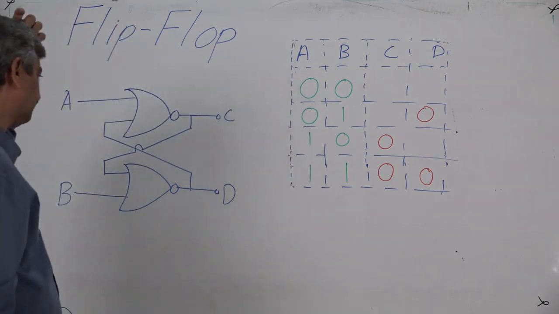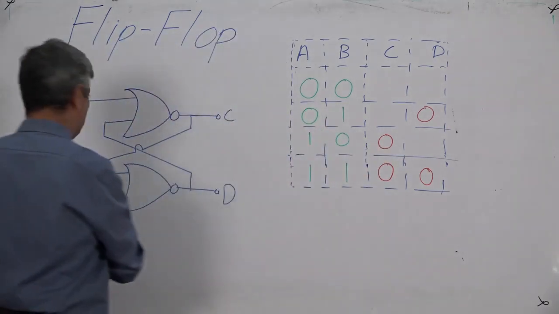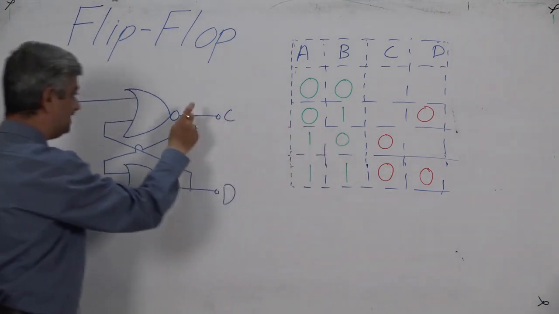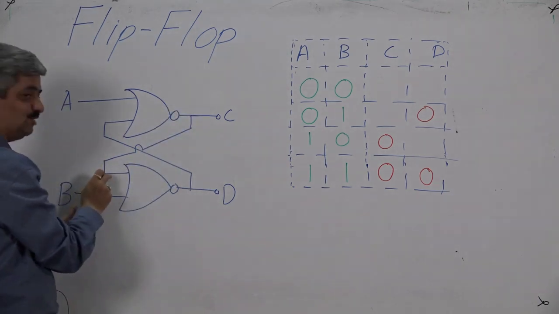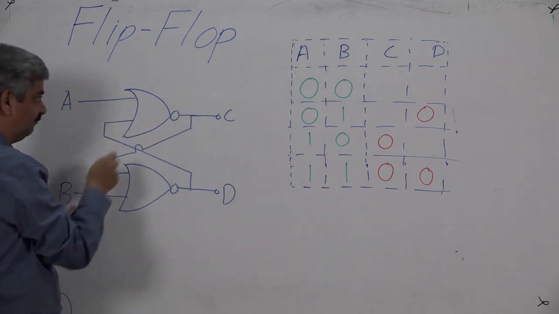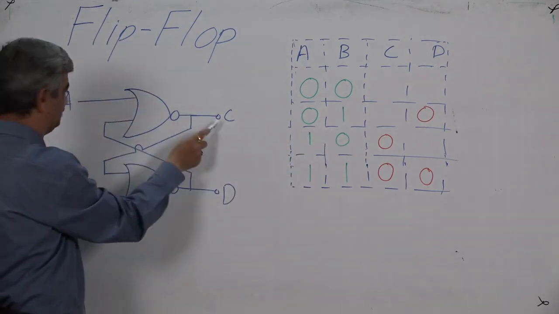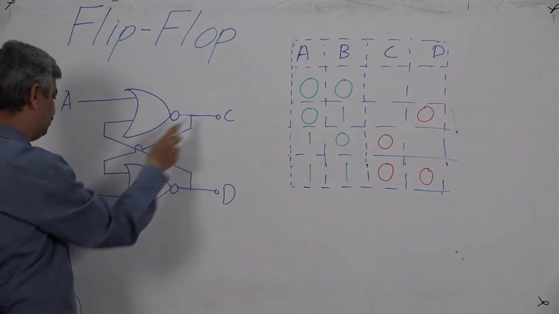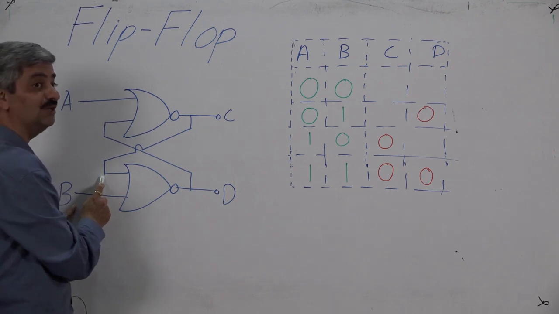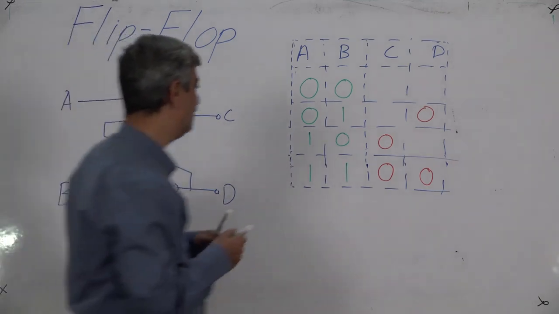Then for this, now, A is 1, C is 0, B is 0. As C is 0, this other input is also 0. We are discussing this state, A1, B0. So A is 1 has made C 0, B is 0. As C is 0, this is 0. So 0, 0. If both inputs are 0 for an OR gate, output is 0, and for a NOR gate, output is 1.